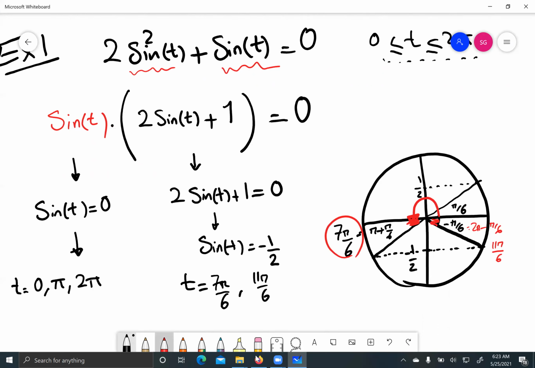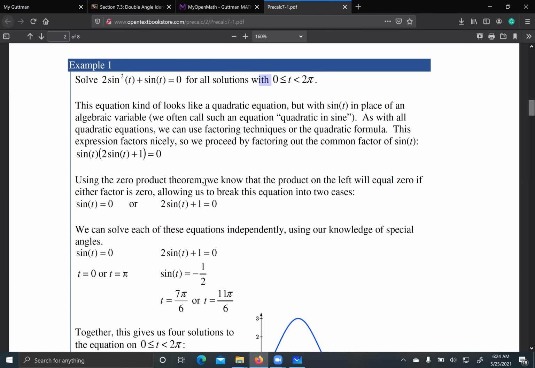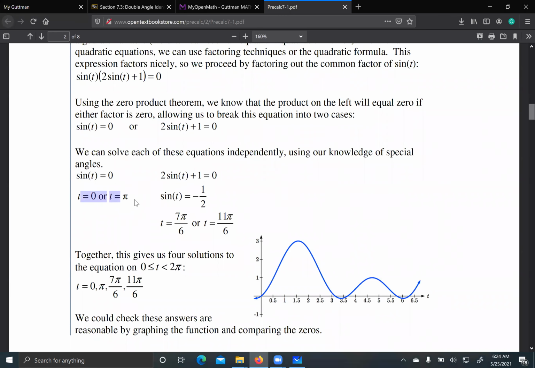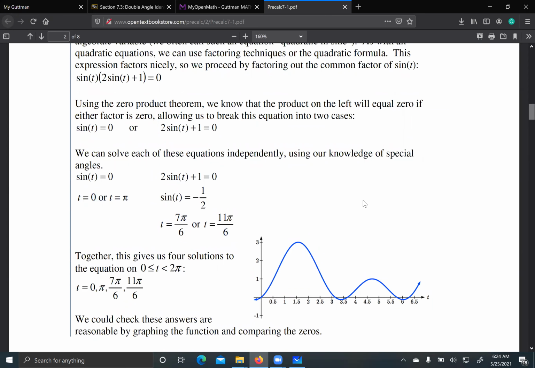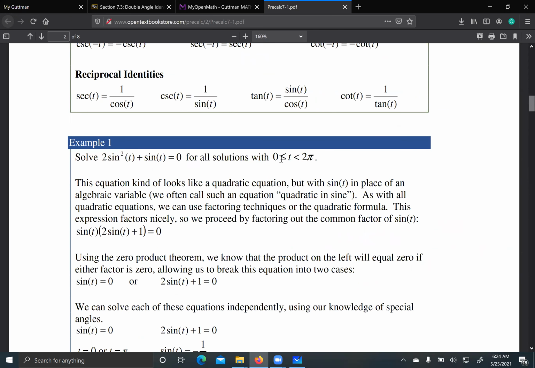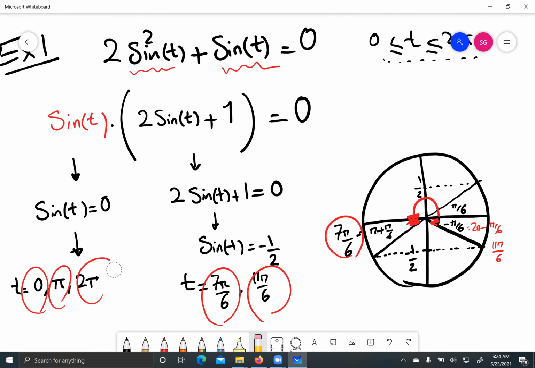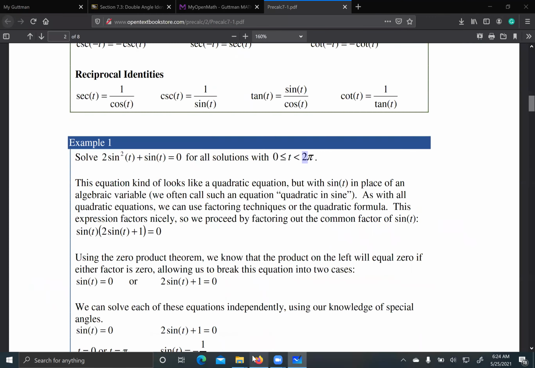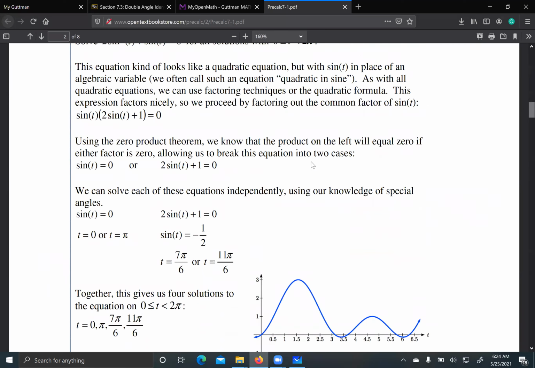So we got 0, pi, 2 pi, 7 pi over 6, and 11 pi over 6 as the answer of this question. And you can see that here as well, 0, pi. Why is there no 2 pi? Oh, okay, because it says between 0 and 2 pi, excluding 2 pi. Okay, so I should exclude 2 pi. So we exclude this one. Okay, so that's it. This is the way to solve it.